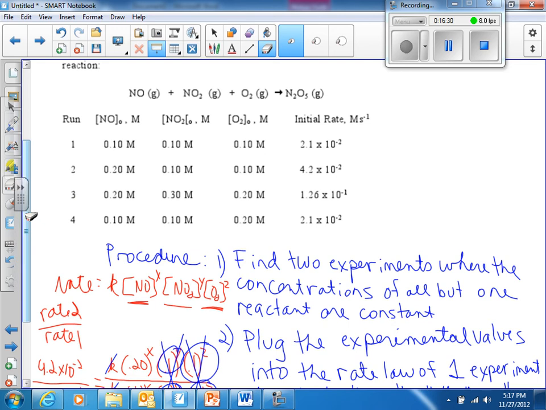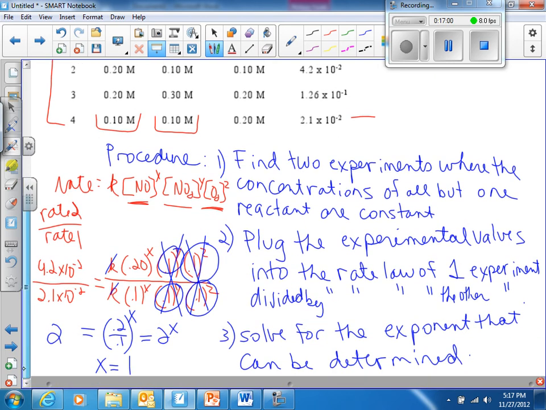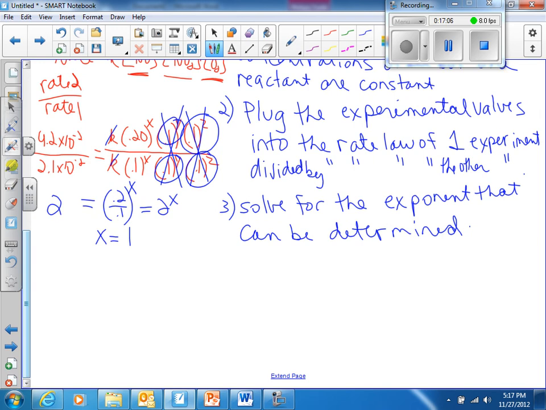Okay, so I need to find where another chemical, two chemicals are constant. I'm not seeing anywhere two chemicals are constant. Found it. 1 and 4. Okay, sorry about that. So in 1 and 4, the NO is constant and the NO2 is constant. And I'm going to notice the rates are the same, so it doesn't actually matter which one I put on top. So I'm just going to pick to do rate 4 over rate 1.